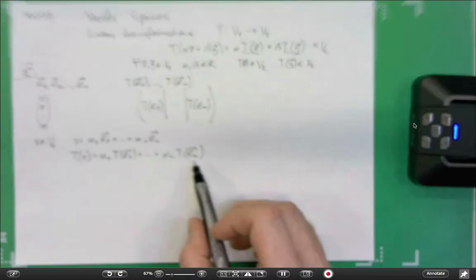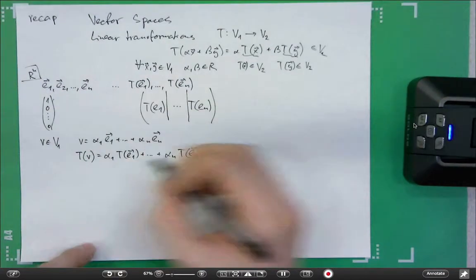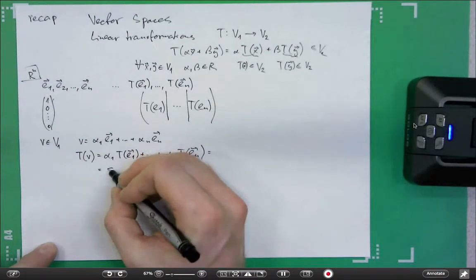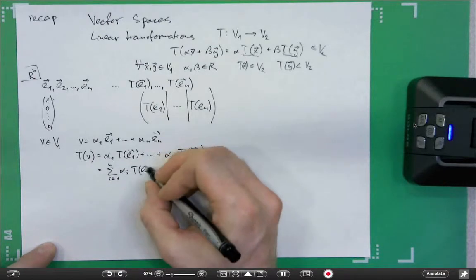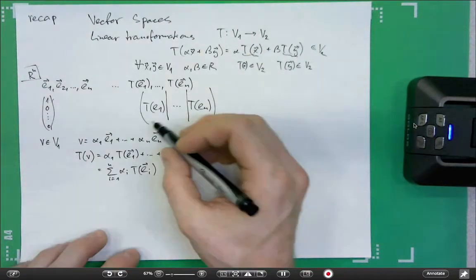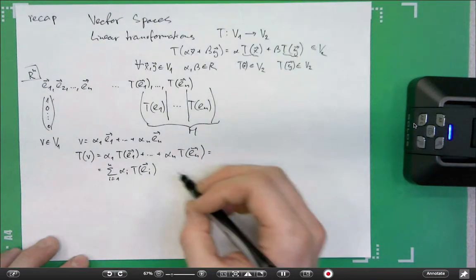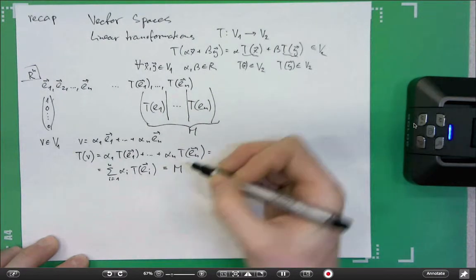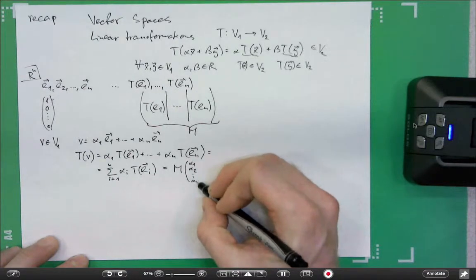Because it would be tedious to always write these things out, I could also write it with a sum, the sum of alpha_i T e_i. But it's still a little bit tedious to write. So we define matrix vector multiplication. This is going to be a matrix, I can call it, for example, the matrix M. And I can say that this is a matrix vector product, where the vector is the vector of alpha 1, alpha 2, and so on to alpha n.